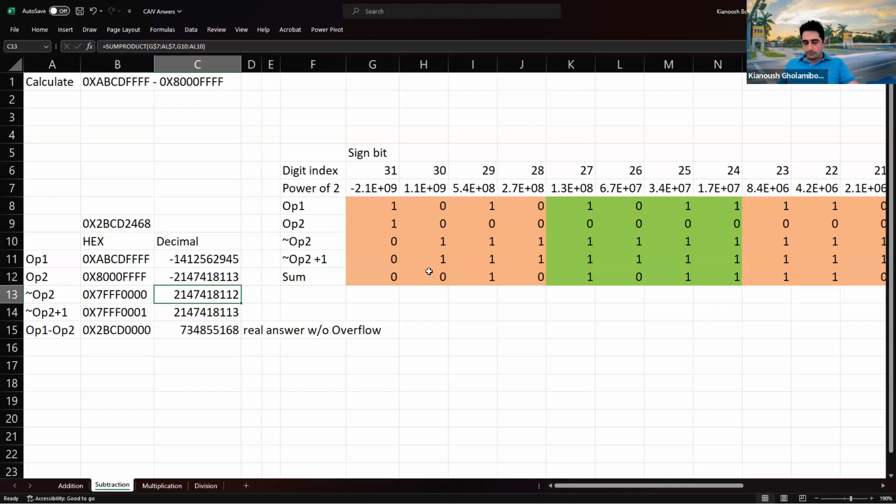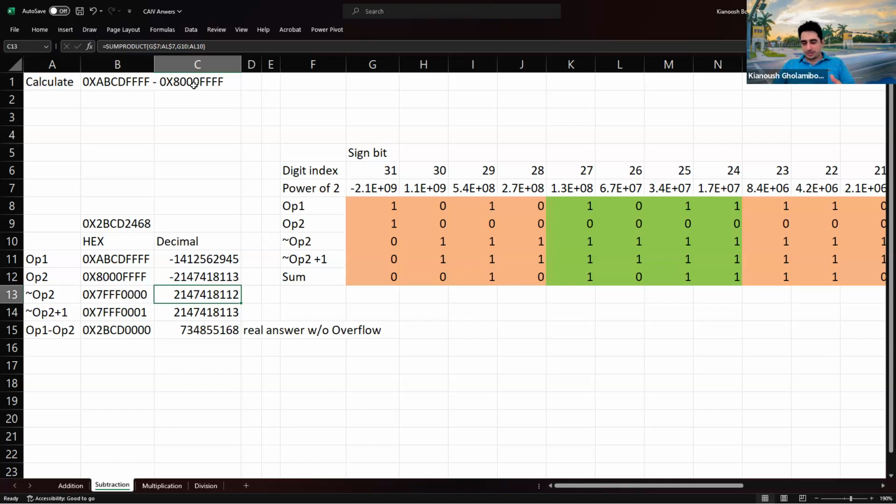Again, subtraction in computer hardware is calculated in the following way. First, the second operand gets negated. Basically, we negate the second operand, in this case 8000FFFF. We just multiply by -1. How do we do this? Well, you need to find its 2's complement. You need to flip all the bits, that would be 1's complement, then add 1, that would be 2's complement.